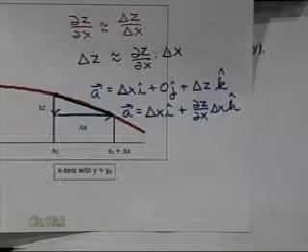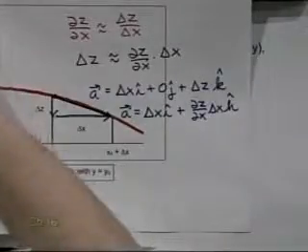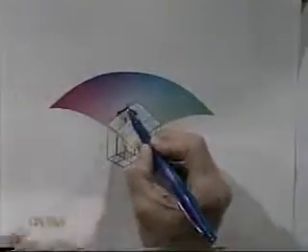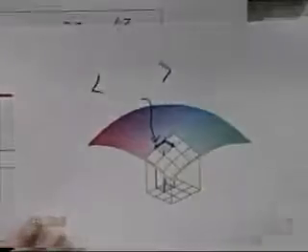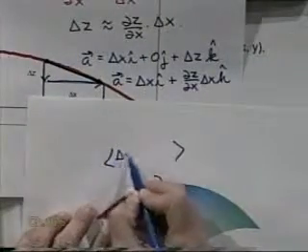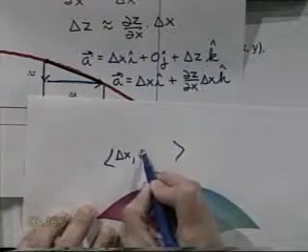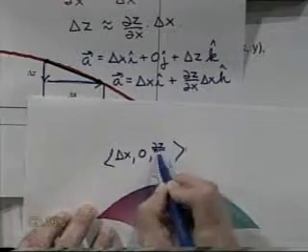And that's this little tiny vector right here. Or better yet, this picture looks a little bit better. This one right here, I could represent as: the x component is delta x, the y component is 0, and the z component is partial of z with respect to x times delta x. And we're evaluating partial of z with respect to x at the point x naught, y naught. But you get the picture.